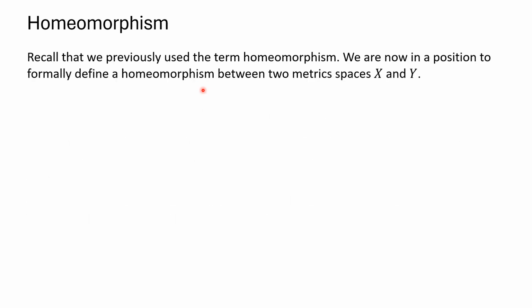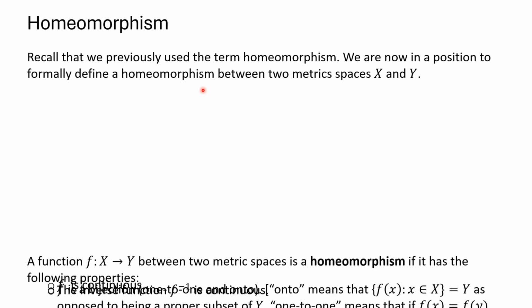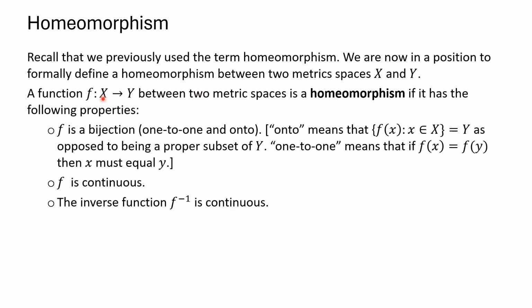We used the term homeomorphism previously in this series of lessons, and now we can define it a little bit more precisely. A function f mapping x to y between two metric spaces is a homeomorphism if it has the following properties. f is a bijection, in other words, one to one: every element in x is mapped to one and only one element of y, and for every element of y there is an element of x that gets mapped to it. I just wrote it out here in a little bit more detail.